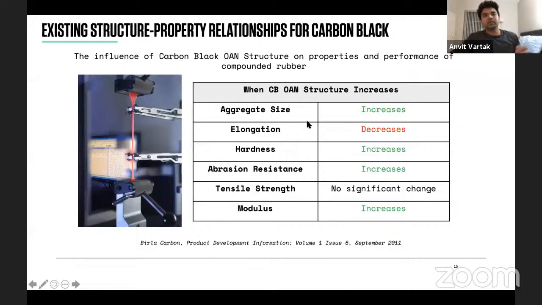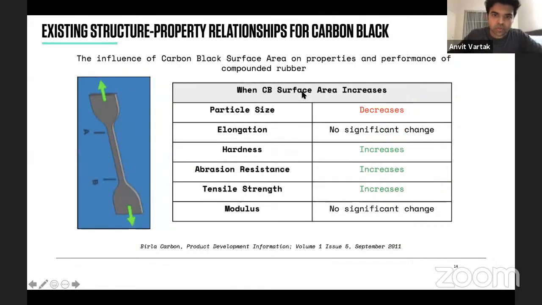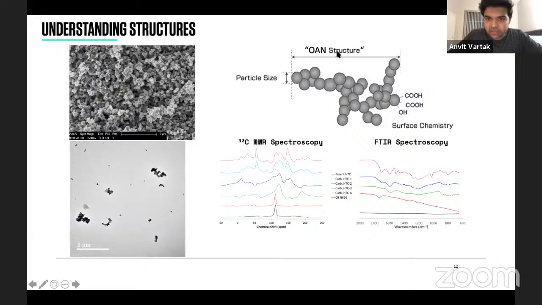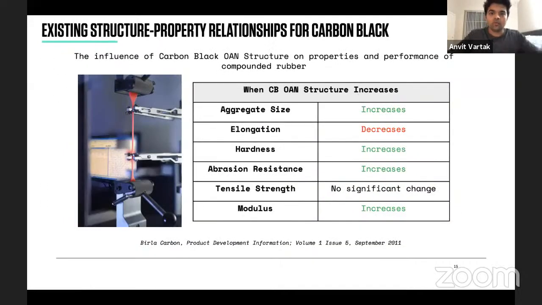The other example is the OAN structure. OAN structure meaning, going back to this, how long is this chain that we are making of those one-to-one small particles? What happens when that OAN structure increases? Your aggregate size increases. Aggregate size meaning how long is it and how tightly are the particles packed. Elongation of this sample decreases if you have those longer chains, because then your particles can be broken down easily.